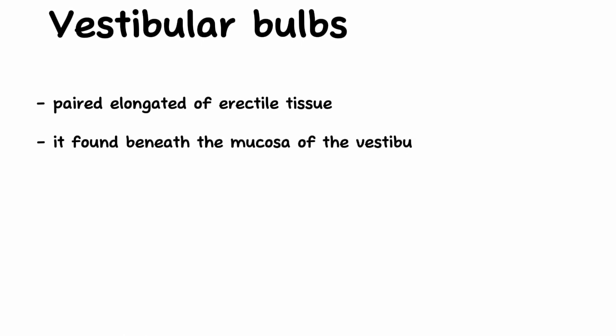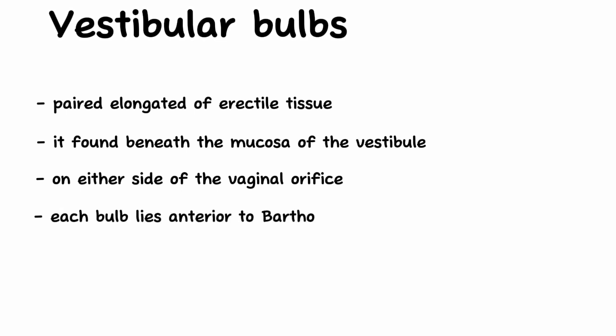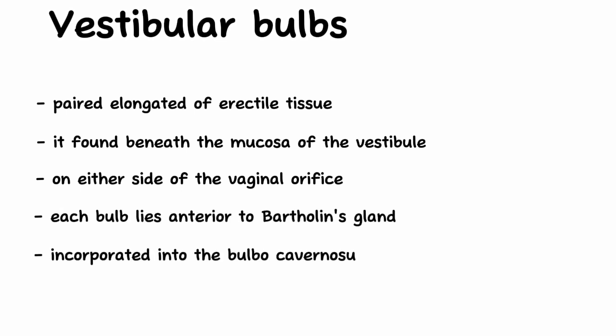Vestibular bulbs. Finally, we look at the vestibular bulbs. These are paired, elongated masses of erectile tissue found beneath the mucosa of the vestibule, on either side of the vaginal orifice. Each bulb lies interior to Bartholin's gland and is incorporated into the bulbocavernosus muscle.